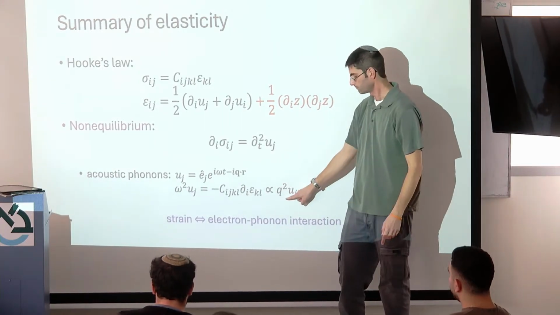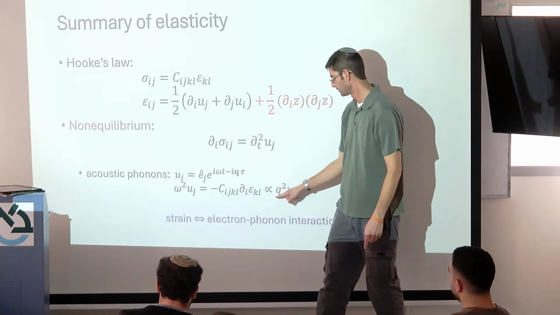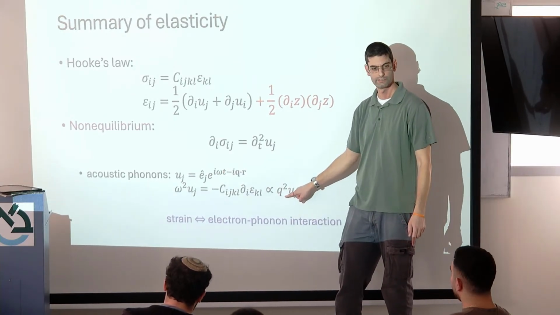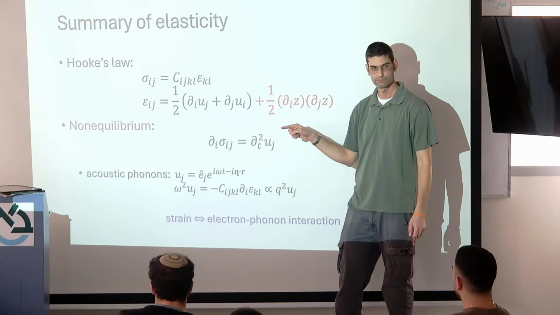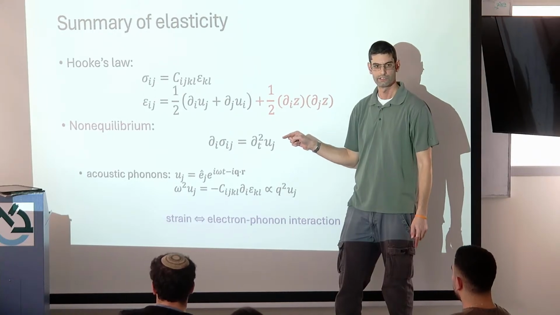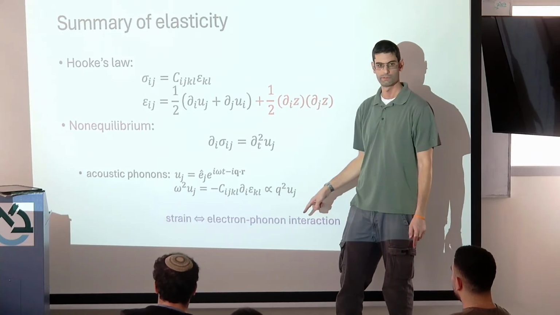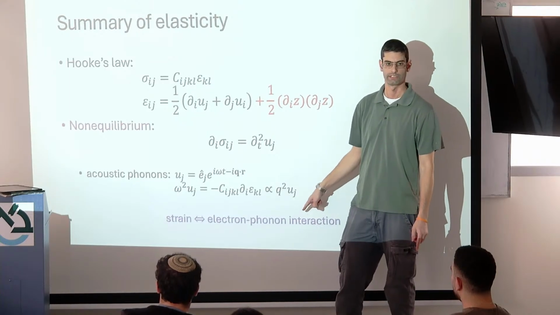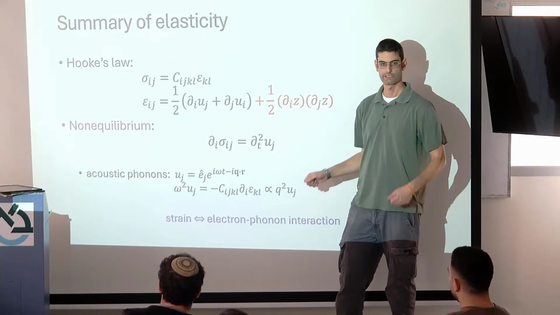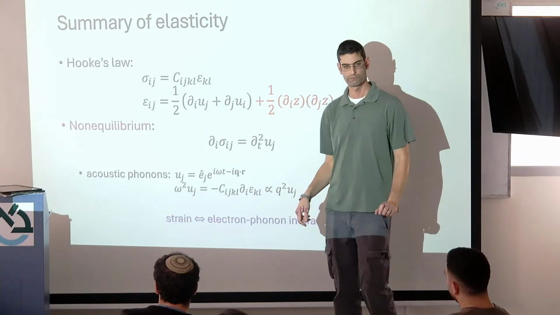So I get q squared. So omega squared goes as q squared. What does that mean? Omega goes like q. Those are acoustic phonons. So the strain in the system is the acoustic phonons of my lattice. Okay? When I say strain, I mean acoustic phonons. Optical phonons are different.